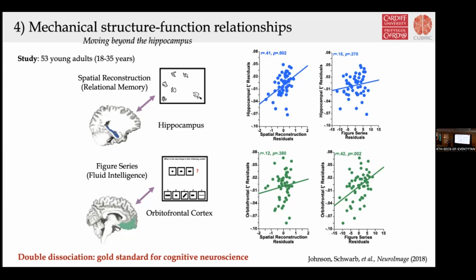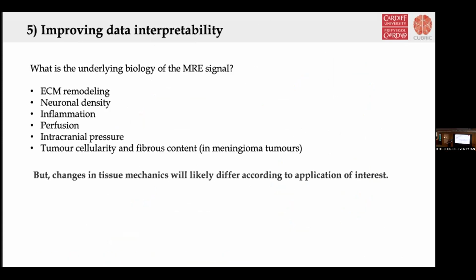I'm sorry, I'm running out of time, but finally, the question you always get asked is, what is the underlying biology of the MRE signal? There have been animal studies that look at these things, and there has been a relationship. But I think it's really important to consider that this will change with the application that you're looking at. So this, of course, is what we saw in the histology stains if you're looking at meningioma tumours.